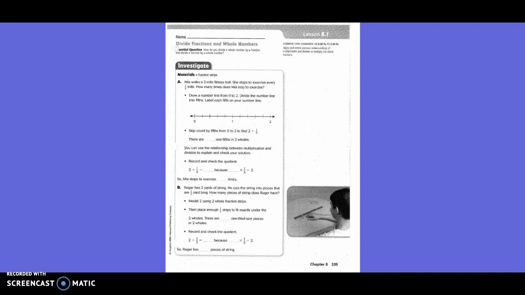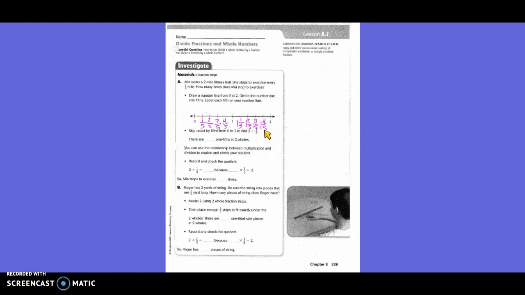Draw a number line from 0 to 2. Divide the number line into fifths. Label each 1/5 on your number line. So do they already have these broken into fifths for us? Yes. So the first check mark would be 1/5. What's the next one? 2/5. What's the next one? 3/5. What's the next one? Next, this is 1, and then 1 and 1/5. Next one. Next one.